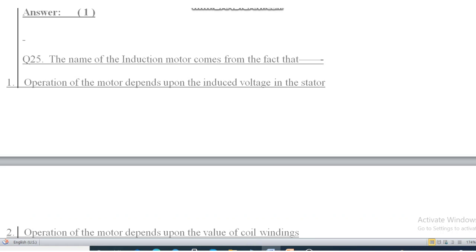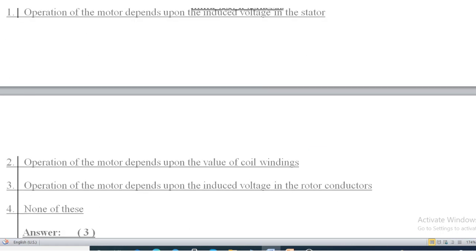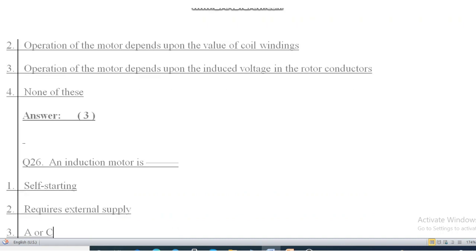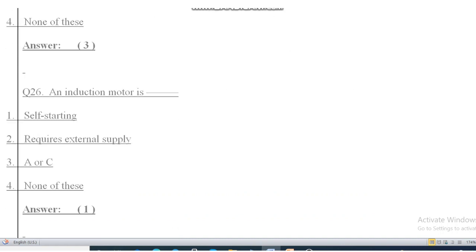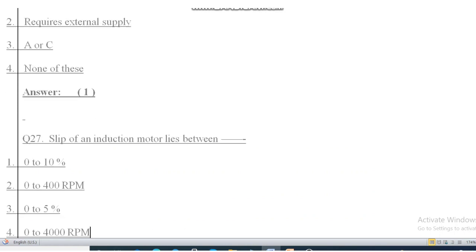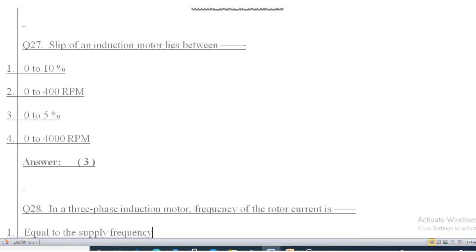Question number 5: The name of the induction motor comes from the fact that operation of the motor depends upon the induced voltage in the rotor conductor. That means third is the correct option. An induction motor is a self-starting motor. Slip of an induction motor lies between 0 to 5%.